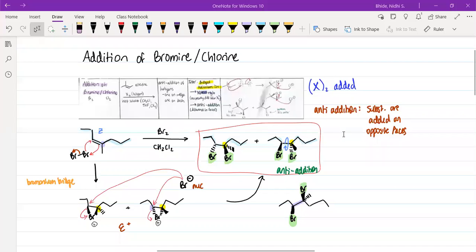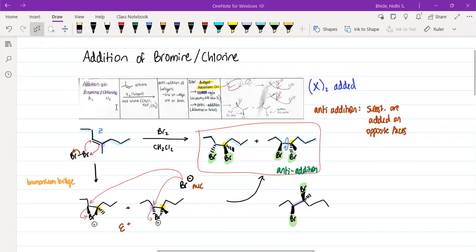The next reaction I'll go over is the addition of bromine and chlorine to our alkenes. So once again, alkene starting material, but now we have this X2, where X can be either bromine or chlorine. And we're going to add 2 moles of that onto our alkene using an inert solvent.